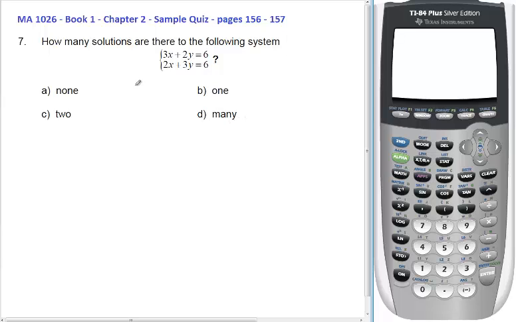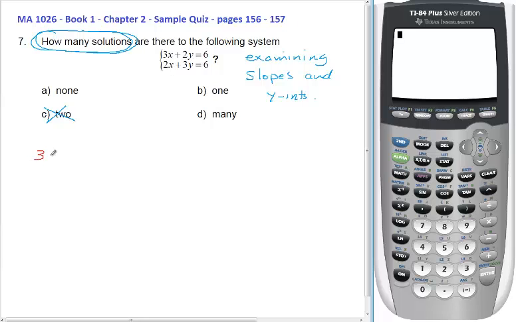So here's number 7. And again, this is similar to two others we've done in this series. How many solutions are there to the following system? Now, there can't be two solutions, because a solution is one ordered pair. So the answer is going to be none, one, or many. If you want to look back at number 2, it gives you detailed answers there. But examining the slopes and the y-intercepts is one way to determine how many solutions. So let's use that method.